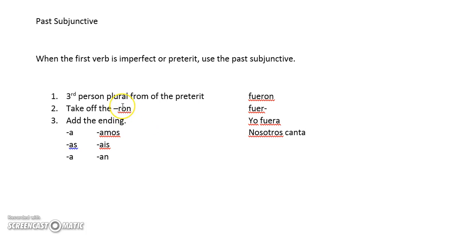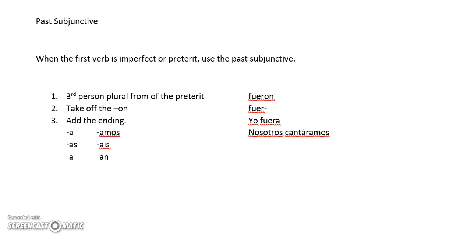Okay, I realized my mistake. You don't take off the R-O-N, you just take off the O-N. So what I did here is correct. Fueron, take off the O-N, and then you add the ending. Now, when this happens with, for example, the verb cantar, and then you add amos, cantaramos, then this one is going to need an accent. The stress still falls there, so you do have to put an accent to say that.